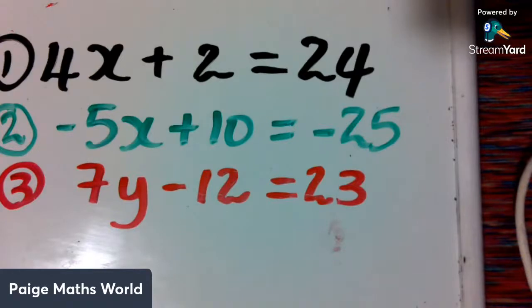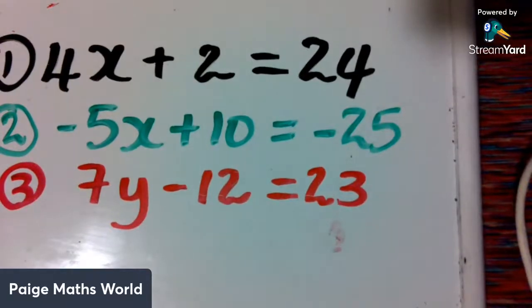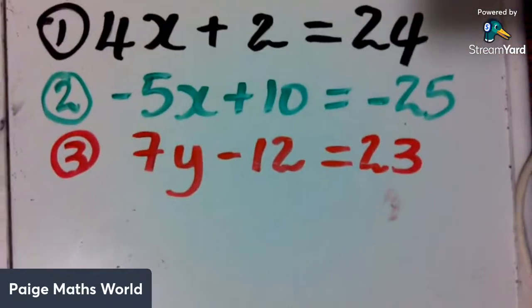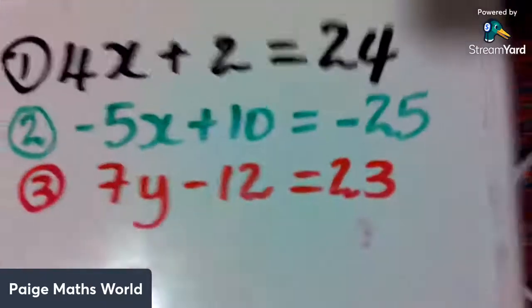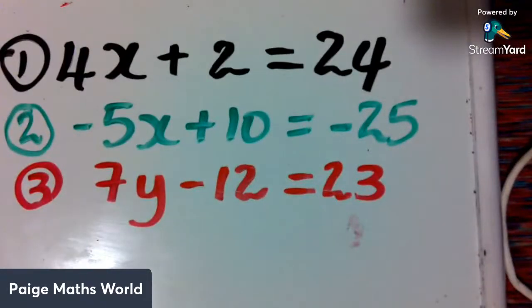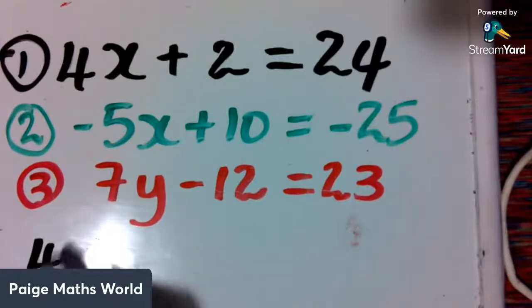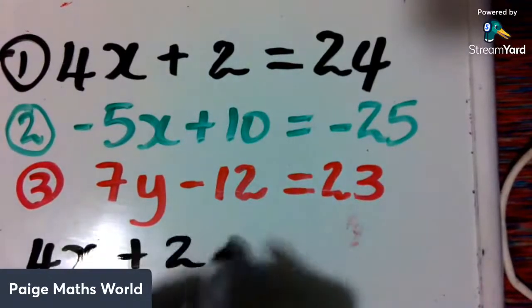Alright, still waiting on number 3, but I'm going to move on to number 1. And then I'm going to go straight into number 2 after, alright? To see if you guys are correct. Alright, so number 1 says 4x plus 2 is equal to 24. So let us go through that one quickly. 4x plus 2 is equal to 24.